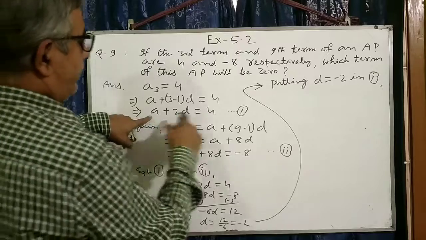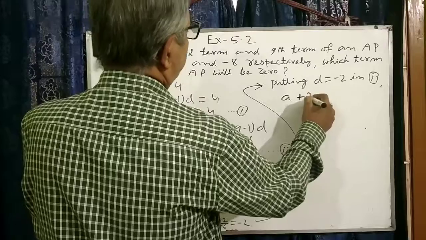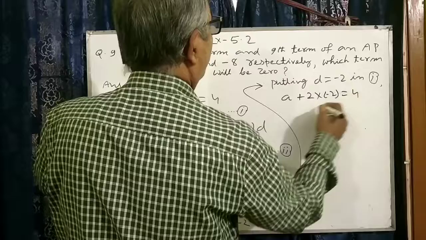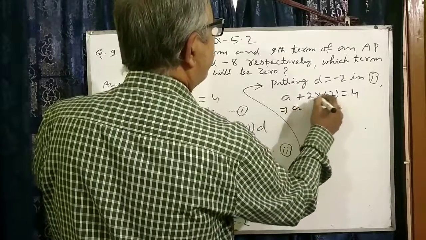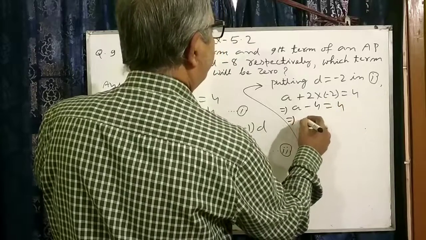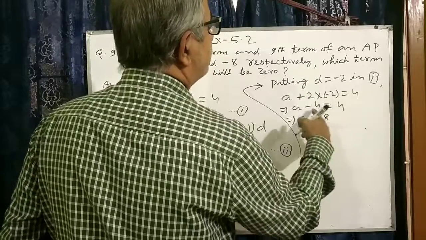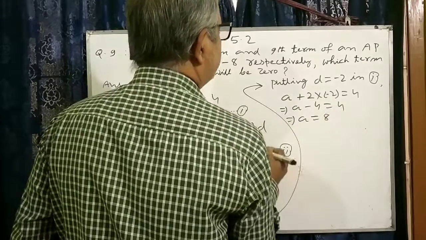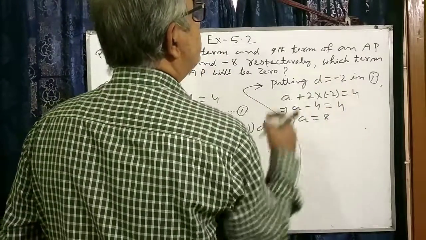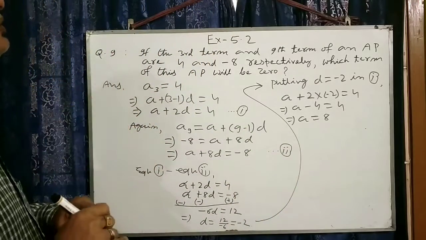Here is A plus, instead of d, minus 2 into 2, is equal to 4. Now you see A minus 4 is equal to 4. You are getting A is equal to 8, because this minus will go that side, so 4 plus 4 will be 8. Now you know the value of A is 8. You know the value of d is minus 2. Now which term will be 0?